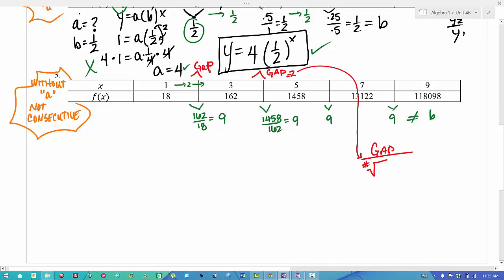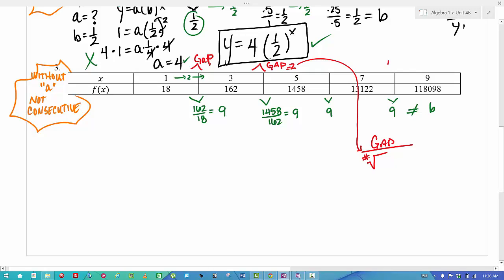So our gap is 2. Let's say it was from 5 to 9. Well, that's a gap of 4, so then we would use 4 for this. But since it's 2 for our example, we're going to take the root of that gap number.